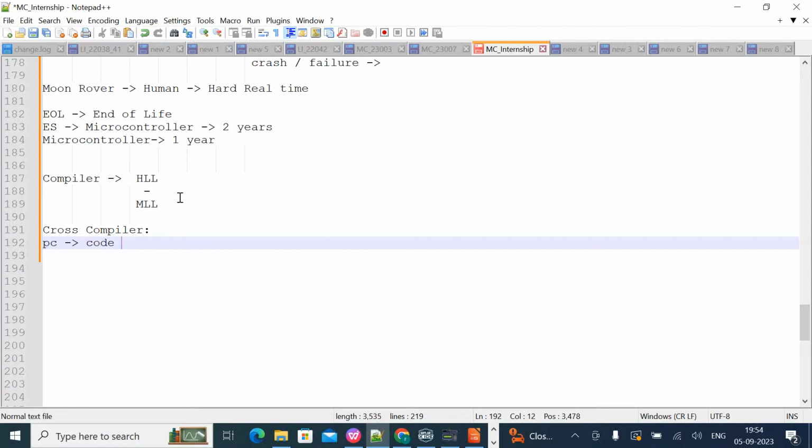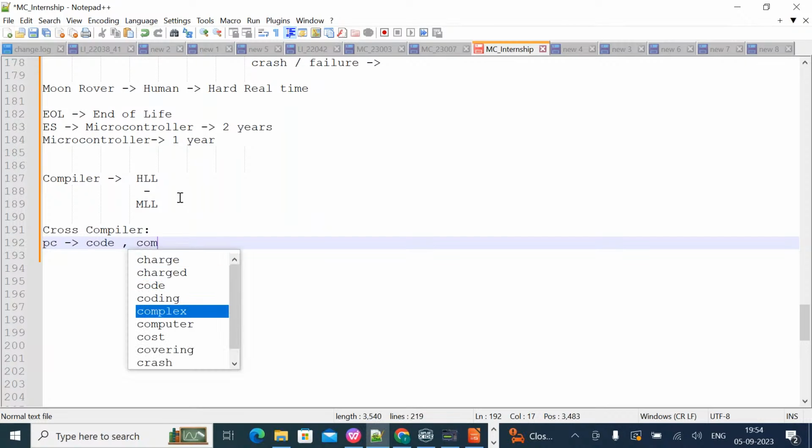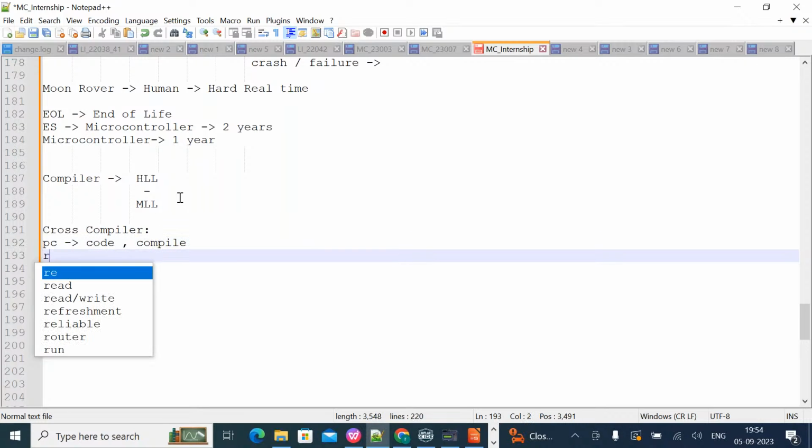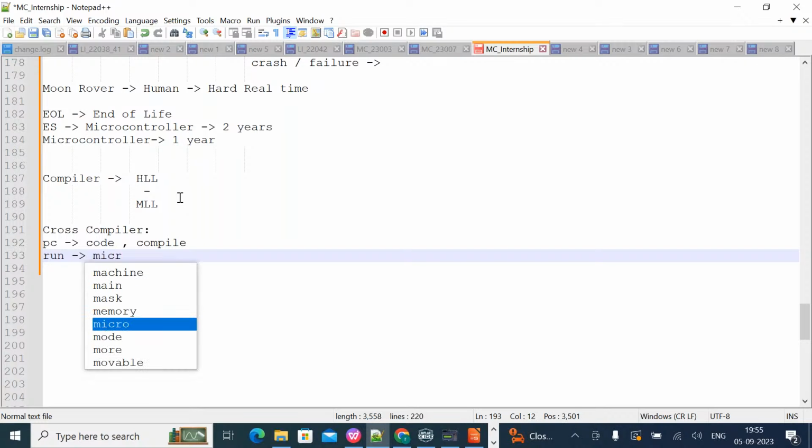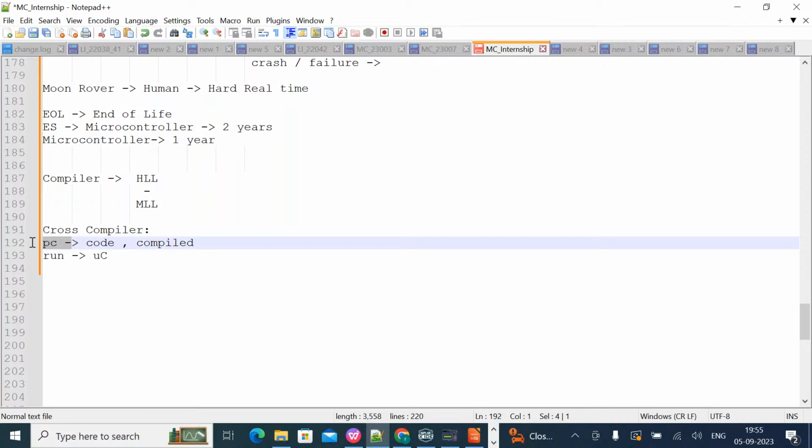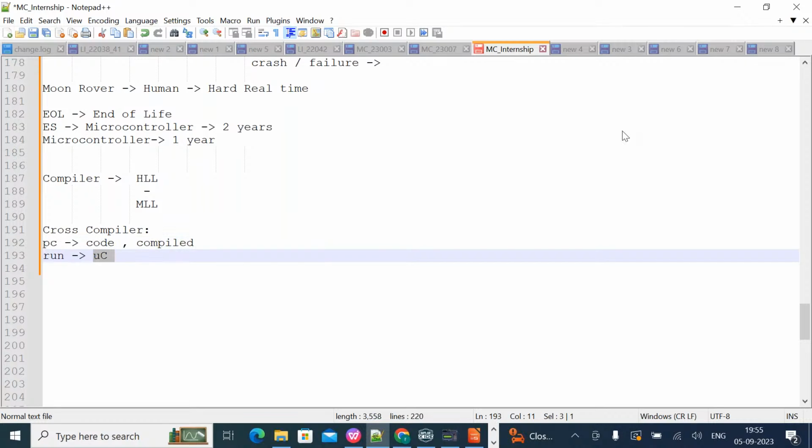Even that code we are going to compile in our PC itself, in our laptop itself. But where are we running that code? In the microcontroller, or you can say in another architecture. So this is nothing but the cross compilation process, in which code is written in your laptop, in your PC, and even compiled in the PC itself, but it runs in the microcontroller. Your PC has a different architecture and your microcontroller has a different architecture.